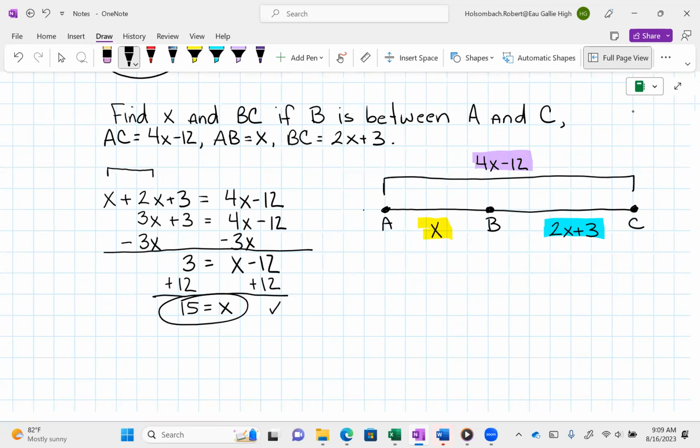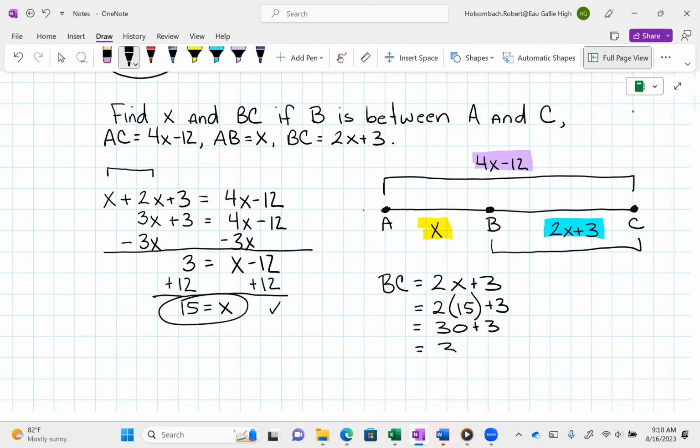And BC. So we need BC. We need the distance from B to C. Well, if BC is equal to 2x plus 3, and x is equal to 15, we're going to substitute. So we've got 2 times 15 plus 3, which is 30 plus 3, which is 33. So our BC is equal to 33.